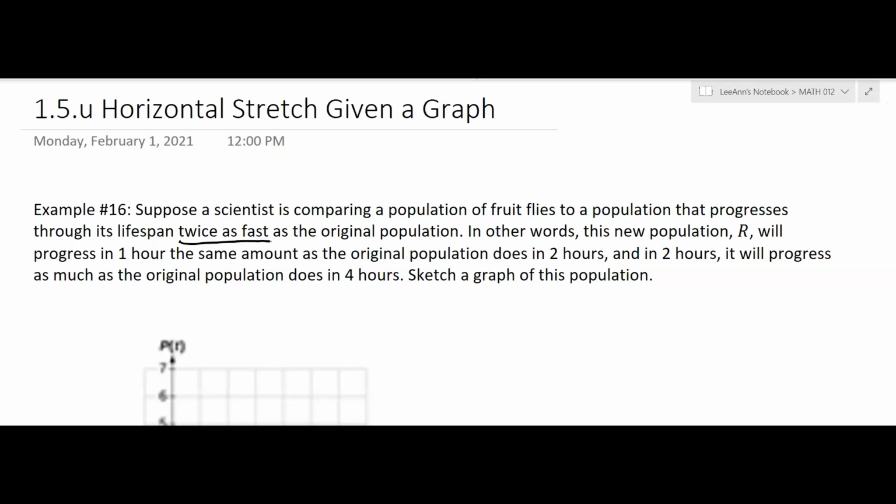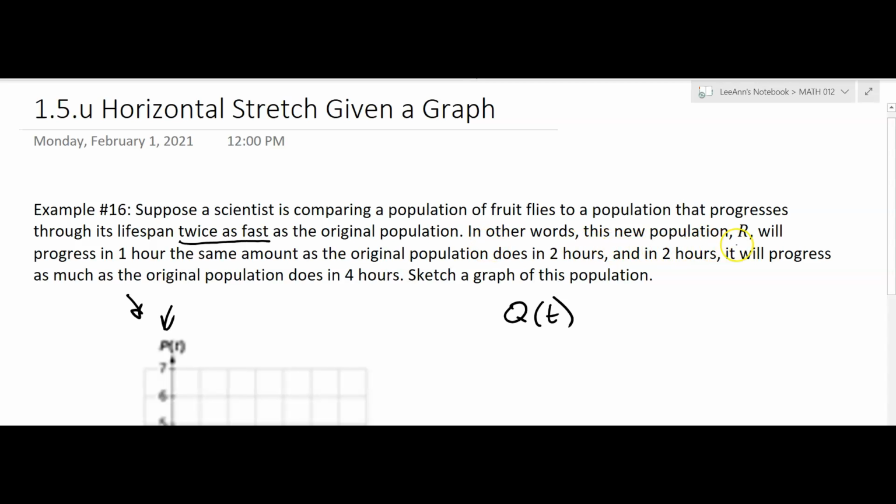So if the time is in hours, at 1 hour, P of t has so much population. But in the new one, we'll call it Q of t, it's going to happen in half that time. So the population I had at 1 hour for P of t is only taking a half hour at Q of t, because Q of t is twice as fast, okay? All right, they explain a little more.